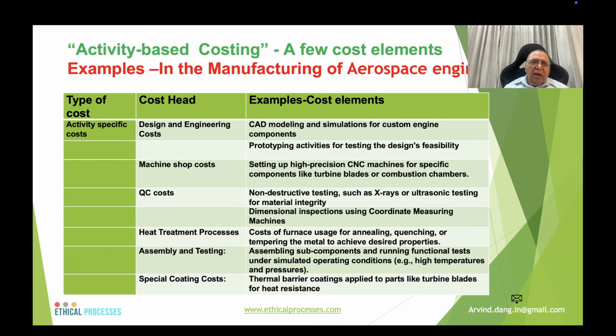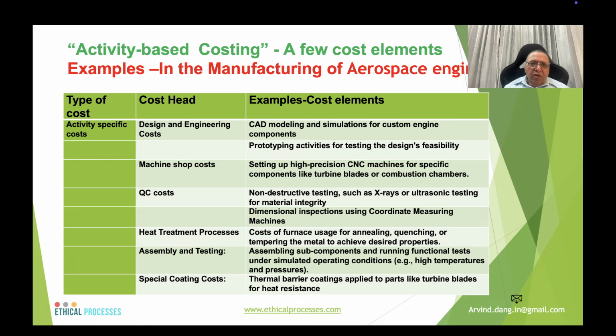Let's take one or two examples. In the case of design and engineering cost, the examples of the cost elements are CAD modeling and simulation for the engine components, and the cost related to that. Then prototyping activities for testing and design, and the cost related to that. And machine shop cost, for example, setting up high precision CNC machines for specific components like turbine blades or combustion chambers, and the cost related to that.